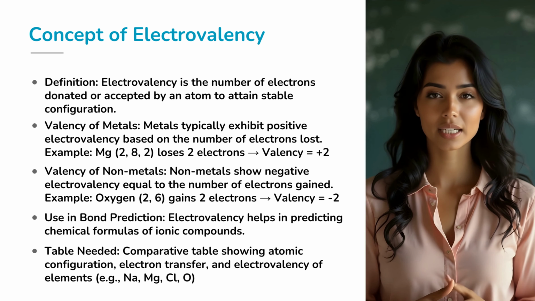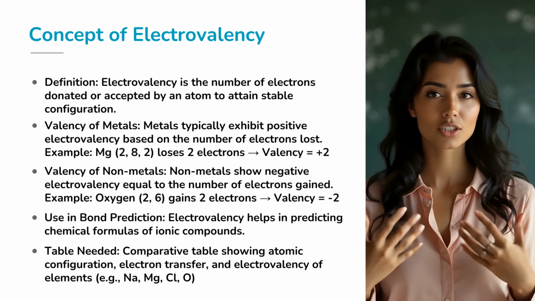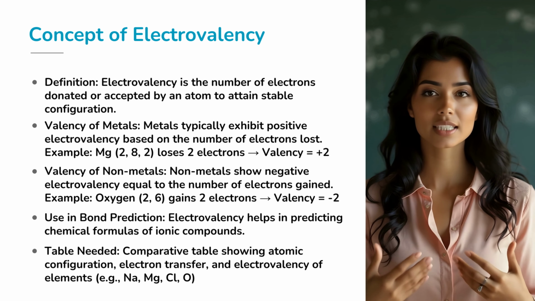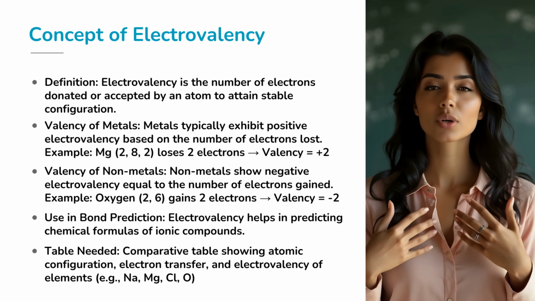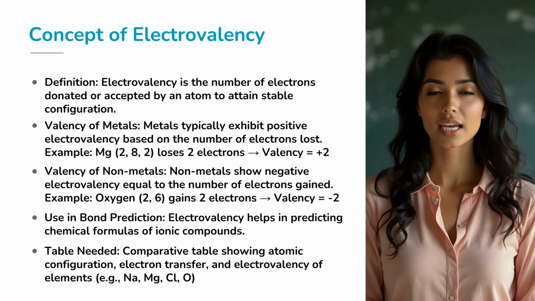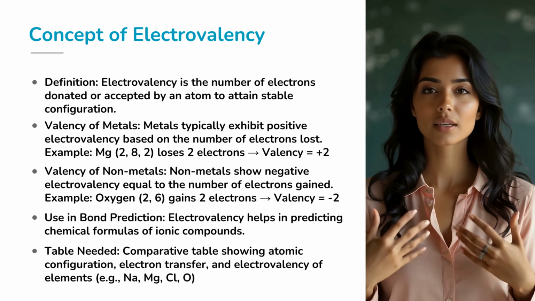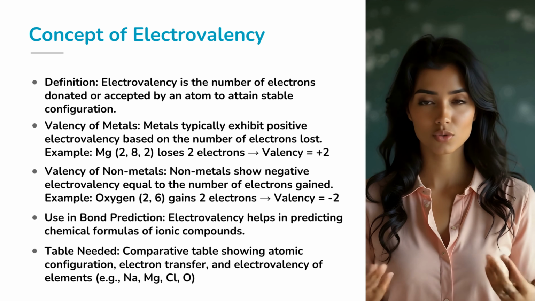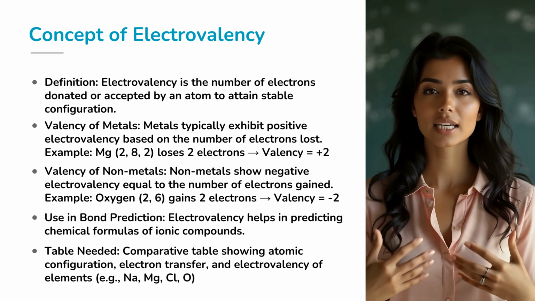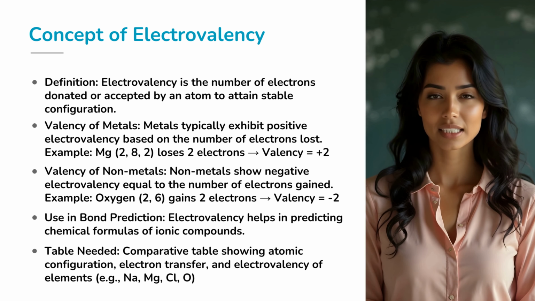But how do we know how many electrons an atom will lose or gain during bonding? That's where the idea of electrovalency comes in. Electrovalency is the number of electrons donated or accepted by an atom to achieve a stable noble gas configuration. For instance, magnesium has an electronic configuration of 2, 8, 2. It loses 2 electrons and becomes magnesium positive 2, so its electrovalency is plus 2. Oxygen, on the other hand, has an electronic configuration of 2, 6. It gains 2 electrons to become oxide negative 2, so its electrovalency is minus 2.